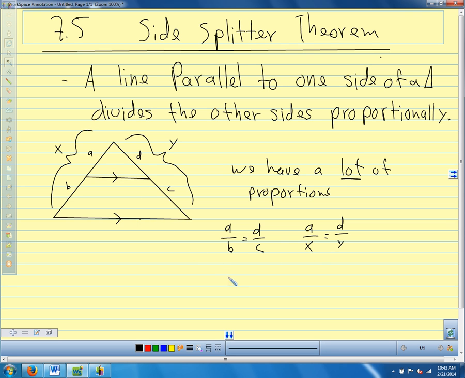I could say A over D. I could compare these two across this way, equals B over C. I can compare across this way. I could compare the lower side and the whole side, so I could say B over X, so this to the whole side, equals this to this whole side, C over X, or sorry, C over Y. I could write a lot more. So these are just a few that I can come up with. So the side splitter theorem gives us a way to write proportions based on the lengths of the sides of the triangles that we know.